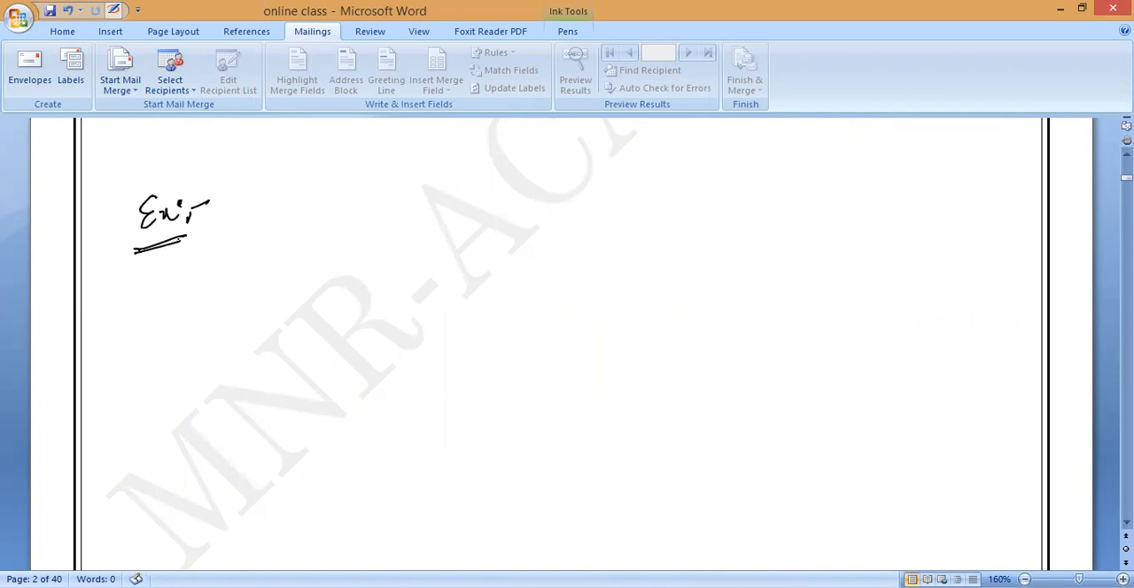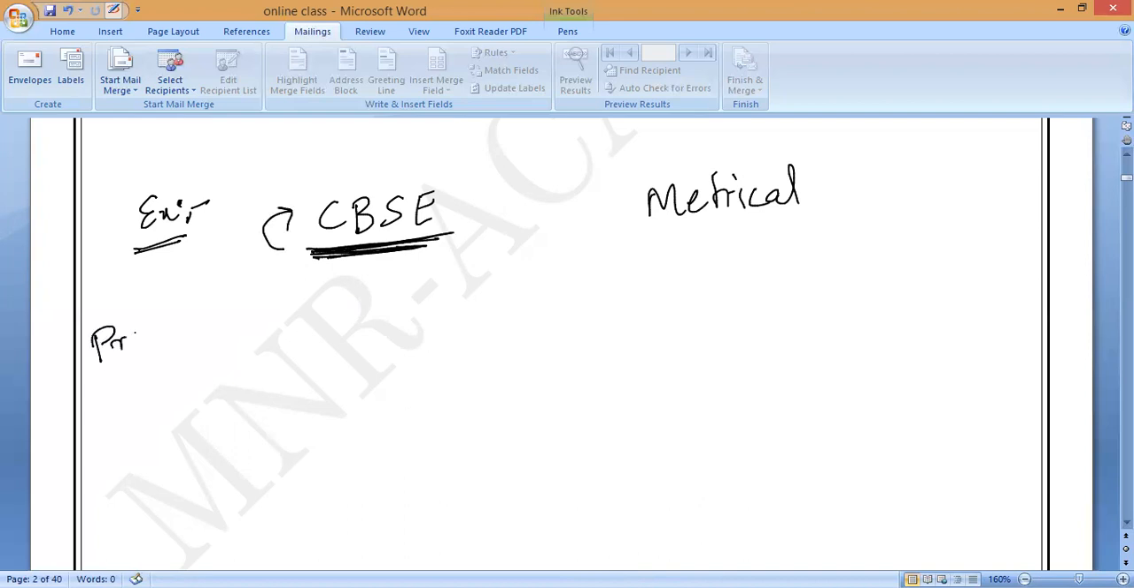Are you studying in CBSE or matriculation? CBSE, ma'am. CBSE, correct? We know, but I want proof. How can you say you are studying in CBSE? We want proof. How can you prove whether you are studying in CBSE or in matriculation?